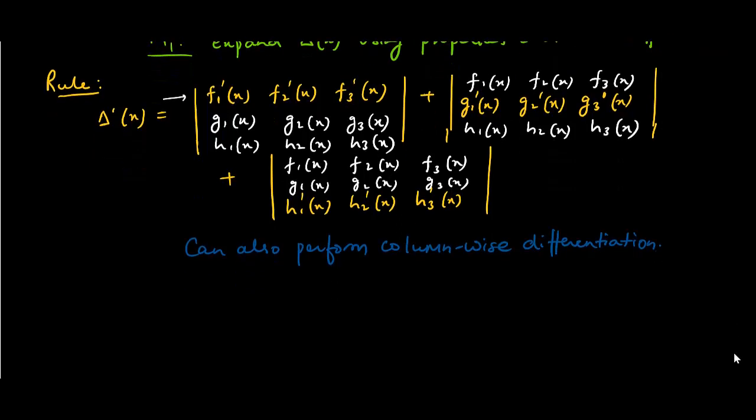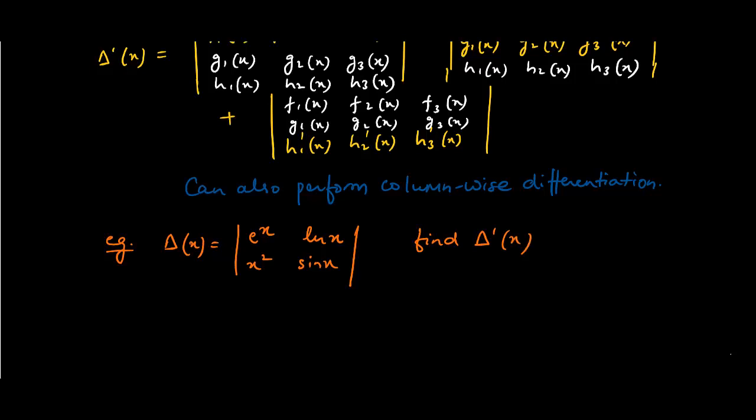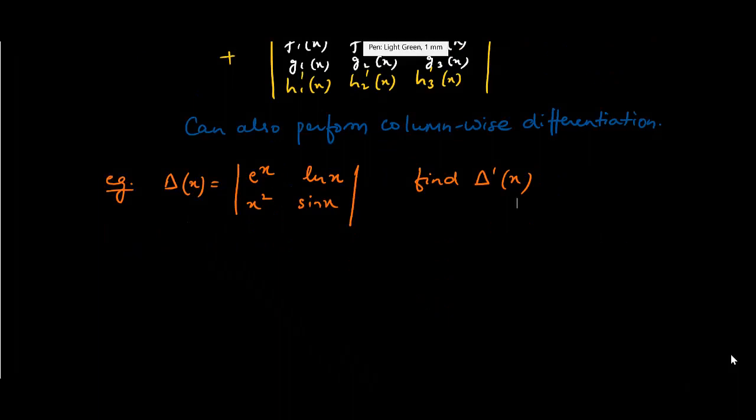So let's take a simple example, a simple case of a 2 by 2 determinant. So suppose you have a determinant delta x, which is given, and suppose you have to find delta dash x. We have to find its value. So how do we solve this question? I'll solve this question in two different ways. First, I'm going for row wise differentiation, and then we'll solve the same question using column wise differentiation.